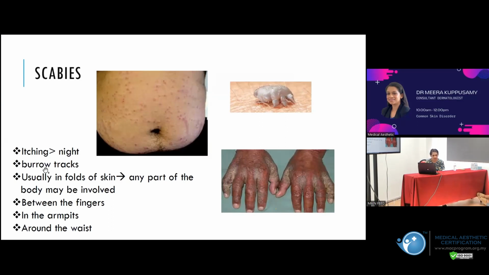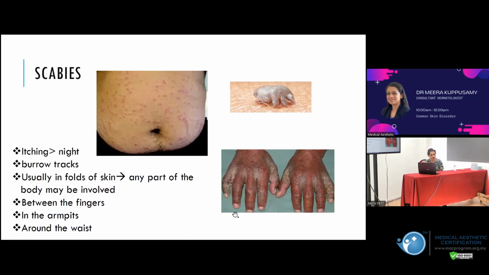These burrow tracks, we can't really see with the naked eye. You need to use magnification. Then you may see, especially in between the fingers. So this is the mite Sarcoptes scabiei. For adults, you see it on the body and the skin folds, okay, armpits, around the waist.